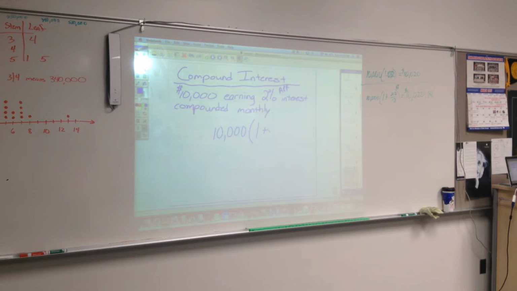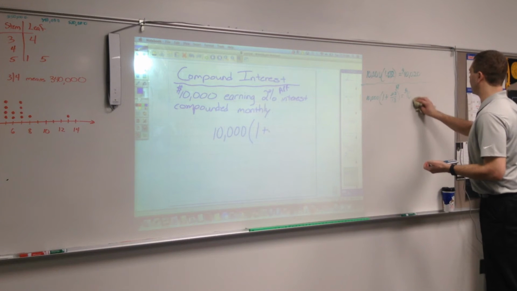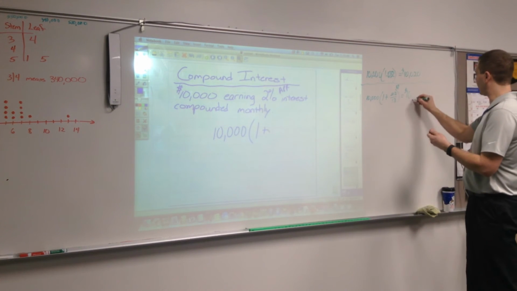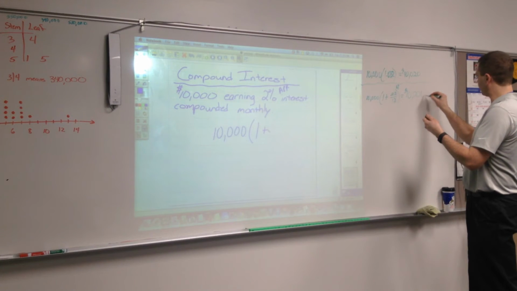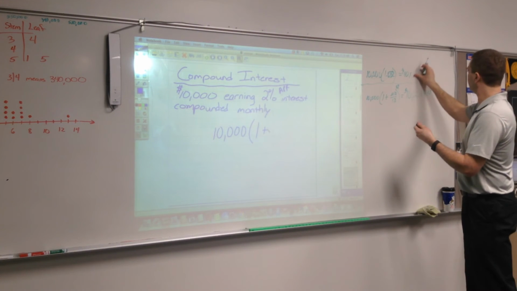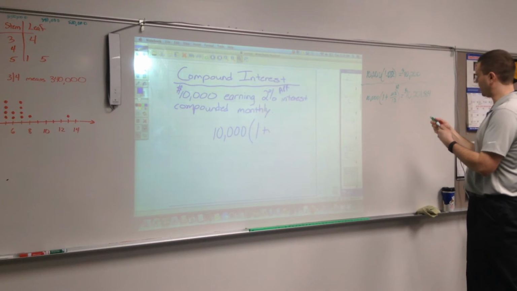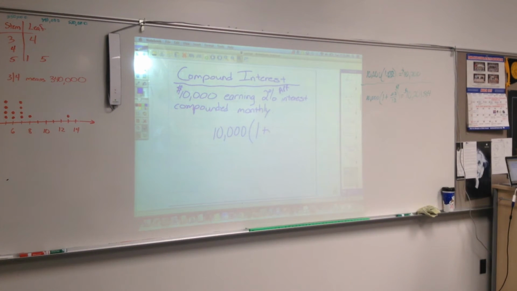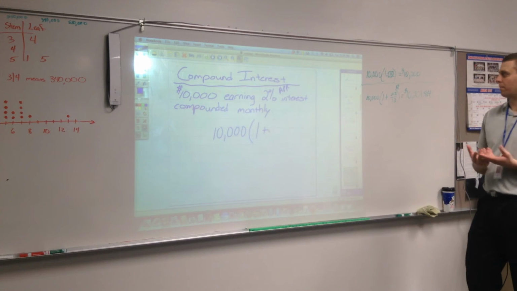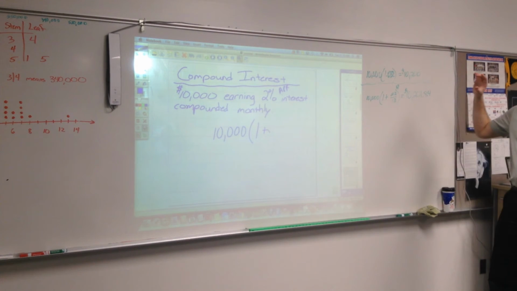So I had 1 plus 0.02 over 12, raised to the 12th power, times our 10 grand. Gotta watch our order of operations. $10,201.84, versus $10,200. Okay? So obviously not a huge difference based on the $10,000 amount. If it was a lot more money to begin with, you'd notice a bigger difference. But it's a small difference.